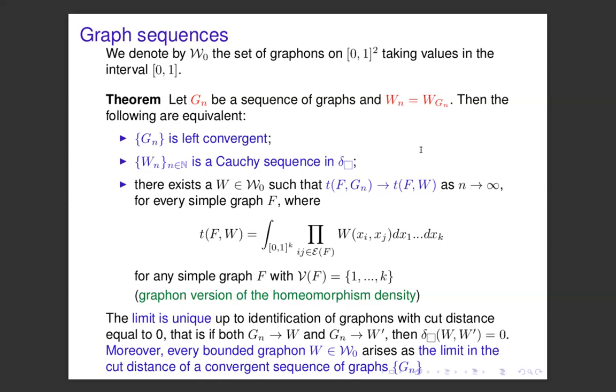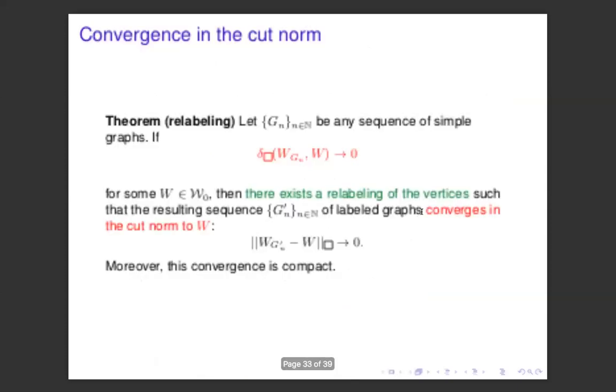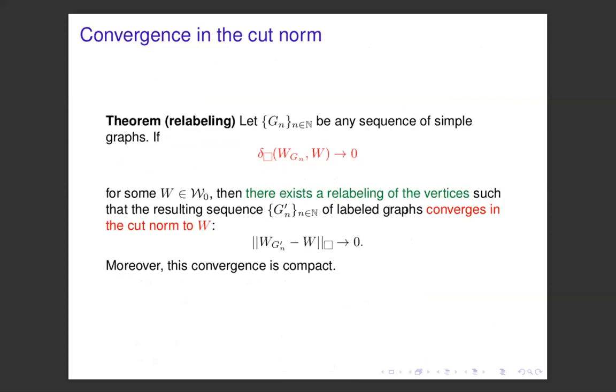and this is coherent with the requirement that topological quantities converge. The important thing is the compactness. This is a compact convergence, and there is always a relabeling of the vertices such that once you have a limit, then you can relabel the graphs so that they converge in the cut metric, which is easier to handle.